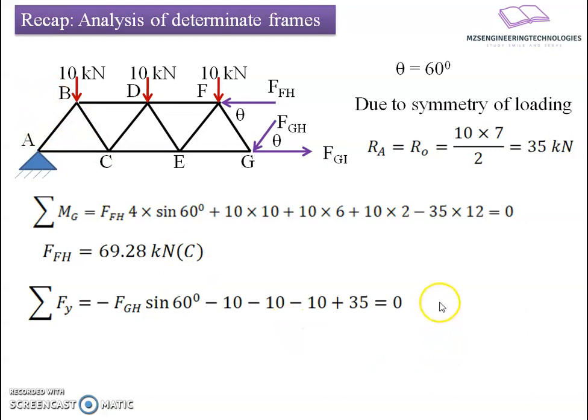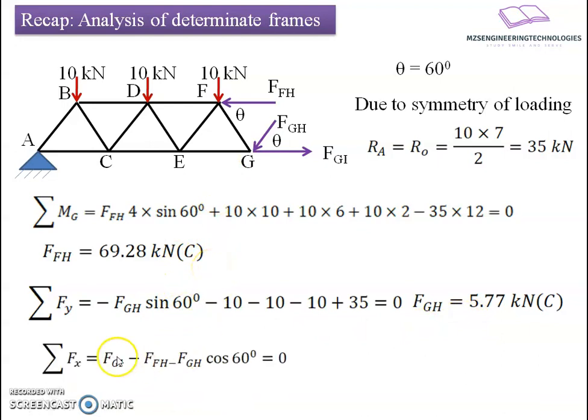If I take the balance of this equation, I can get FGH equals 5.77 kilonewton, and that too in compressive nature. Now one equation remains with me, that is summation of forces in x direction. So what I will do here, I will take a summation of all the forces which are along x direction.